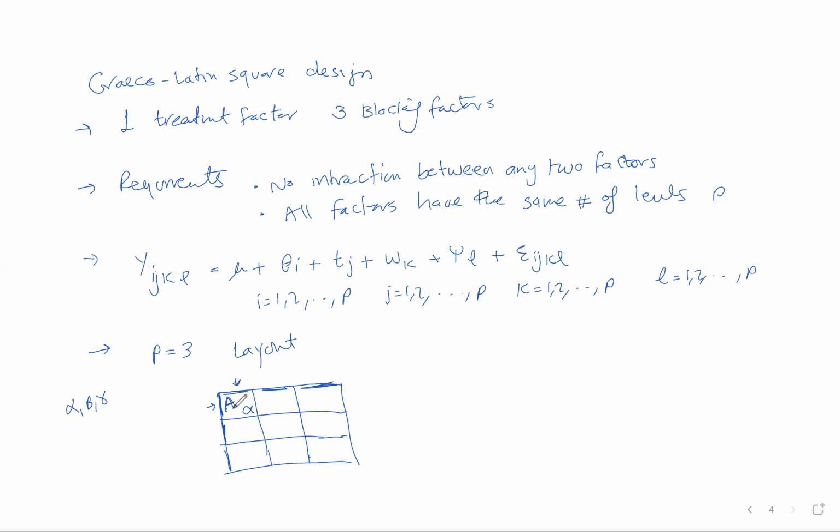So if you do it by hand, it's not easy. So you ask R to give you this randomization. So in this case, this one should be B beta, C gamma. This one should be C beta, A gamma, and then B alpha, and then B gamma, and then C alpha, and then A beta. This is the layout for the Greco-Latin square design when we have 3 levels for each treatment factor and blocking factor.